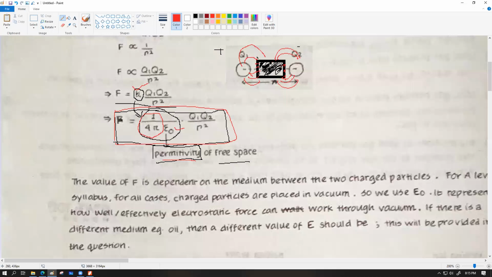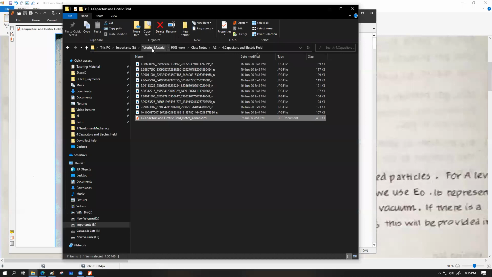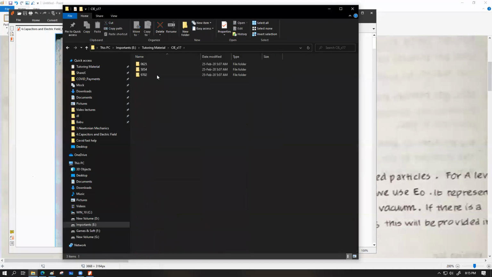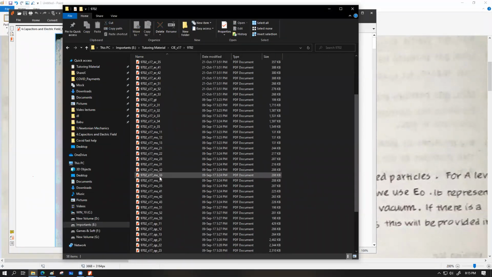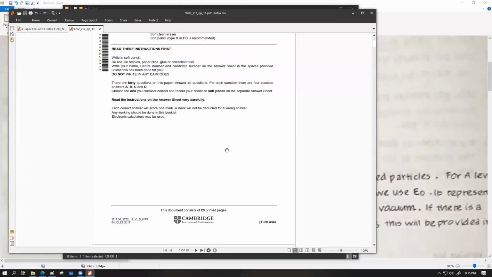I personally prefer to use the rounded off value of K. Let me just show you what I mean by that. Pretty fast. Let's say if we choose any random year's question paper, turn up any of the question paper. Have a look.